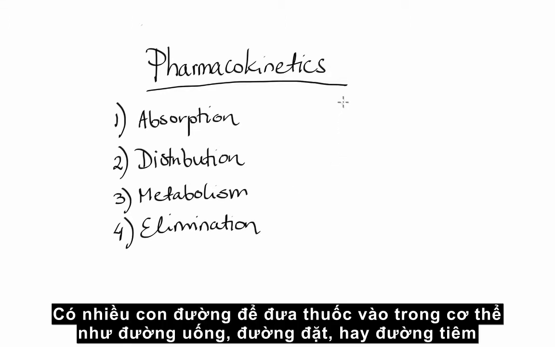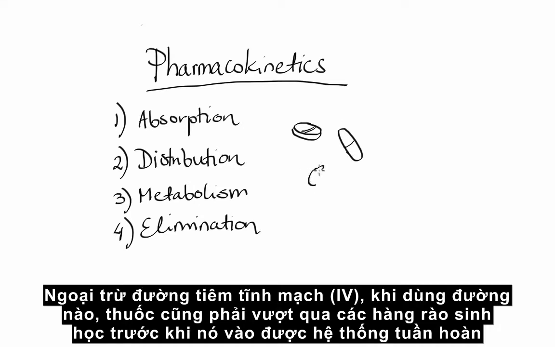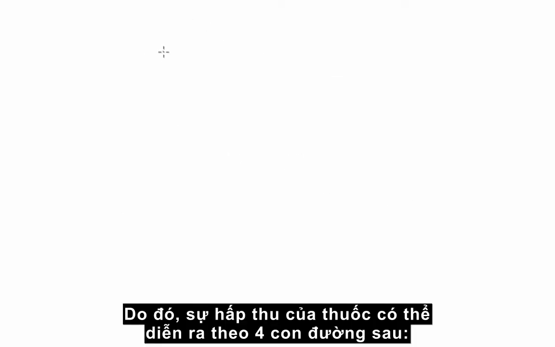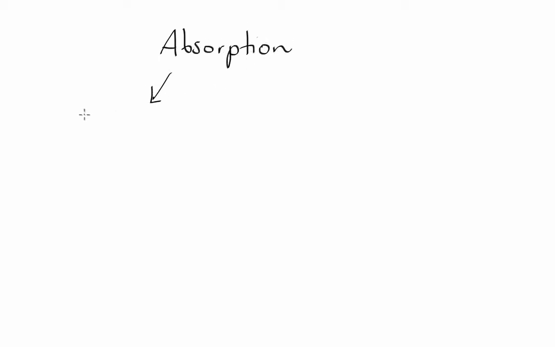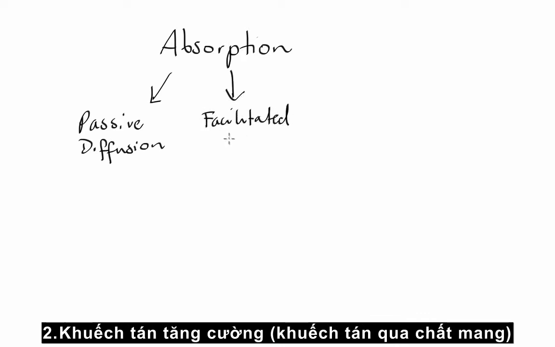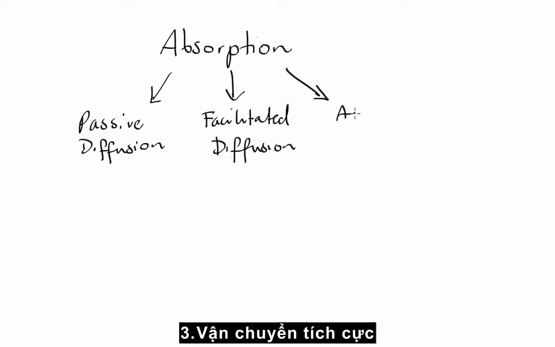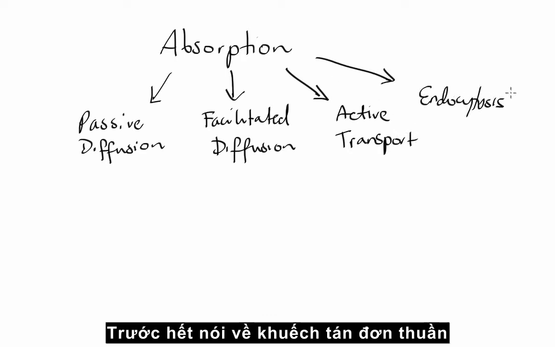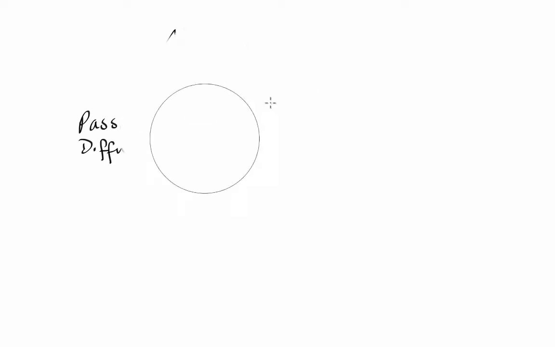There are many routes by which we can administer a drug, such as parenteral, topical, nasal, rectal, etc. But unless the drug is given IV, it must cross a cell membrane before it gets into systemic circulation. So absorption of drugs can happen in 4 different ways. First, through passive diffusion. Secondly, through facilitated diffusion. Thirdly, through active transport. And finally, through endocytosis. So let's talk about passive diffusion first.